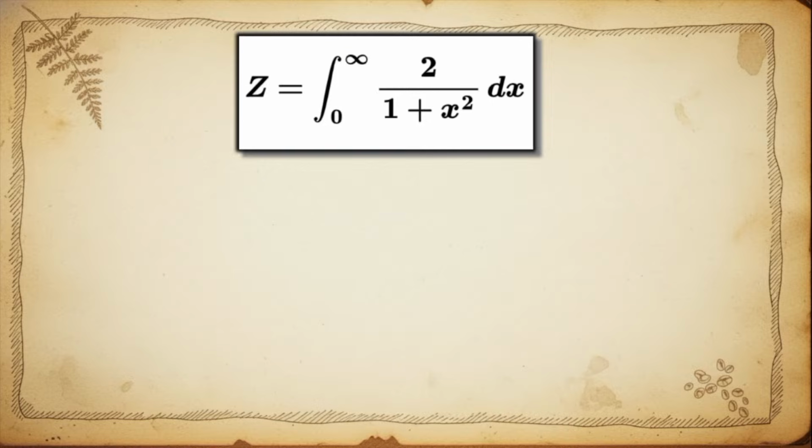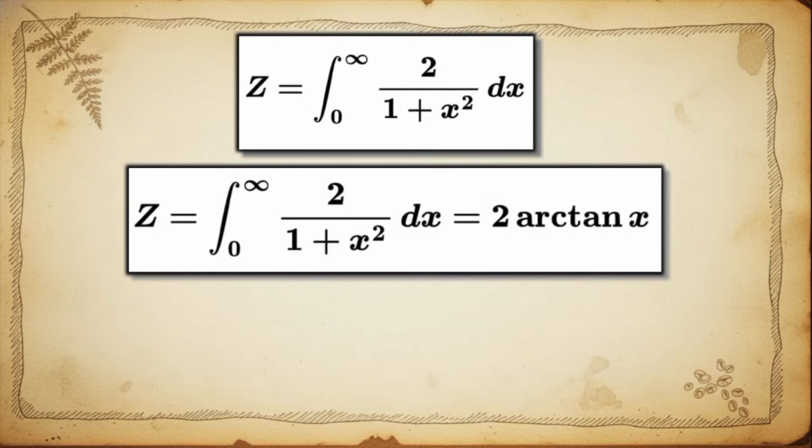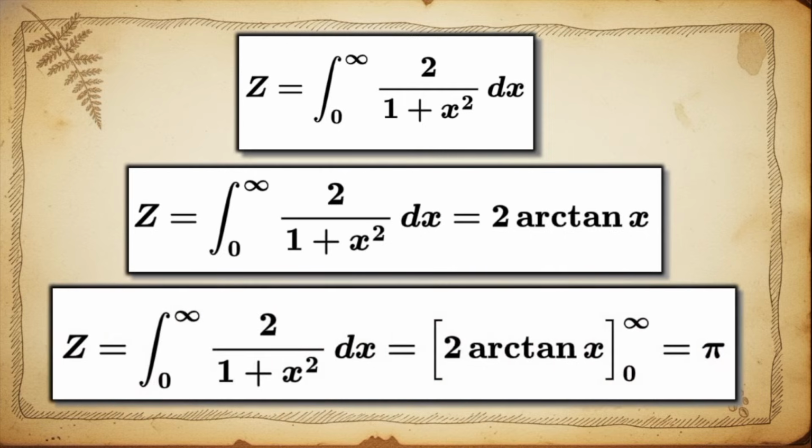Okay, so why this integral? What's so special about it? Well, it all comes down to the arctangent function. When you actually solve this integral, what you get is 2 times the arctan of x. And then when you evaluate that from 0 all the way up to infinity, you get, exactly, pi. So this confirms it. Our starting point, z, is really just a super clever way of writing the number pi.